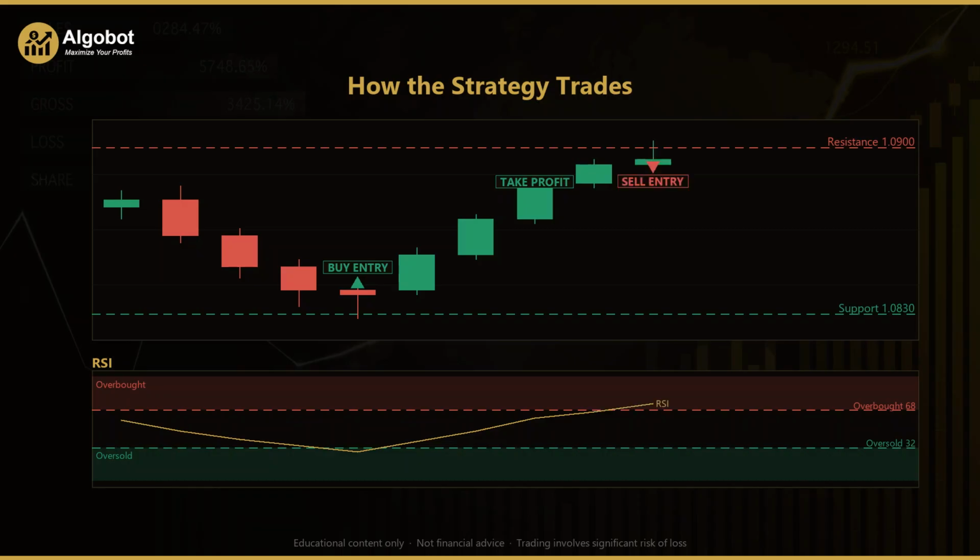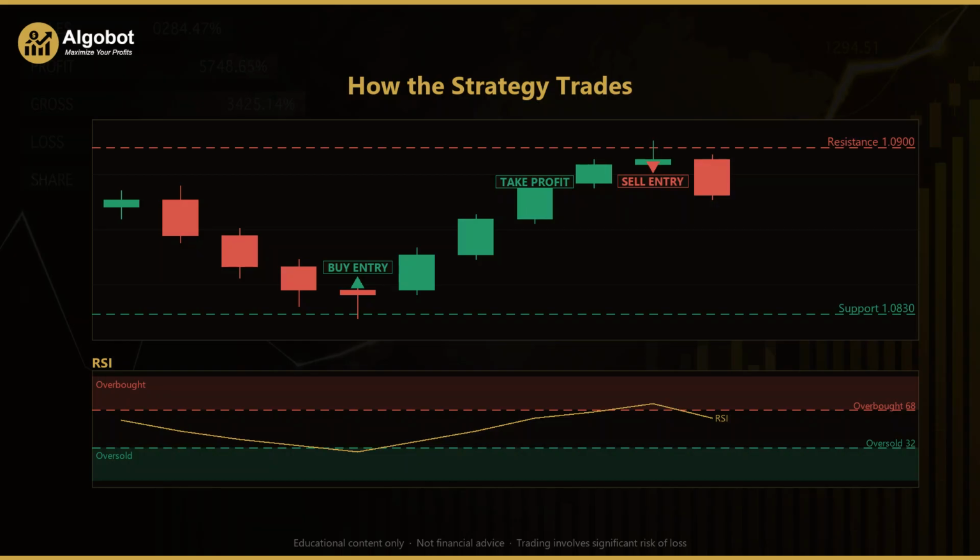From there, price turns and climbs. The next candles push higher, away from support, and the RSI lifts back toward the midline. Price keeps advancing until it reaches the take profit target marked above, which sits at the fixed reward to risk multiple of 1.8 times the measured risk. The long trade is complete.